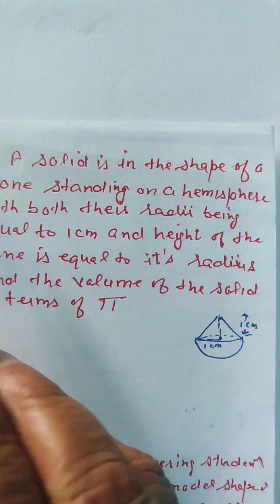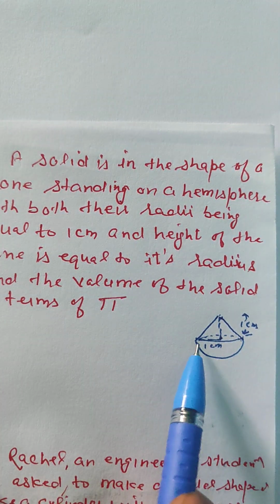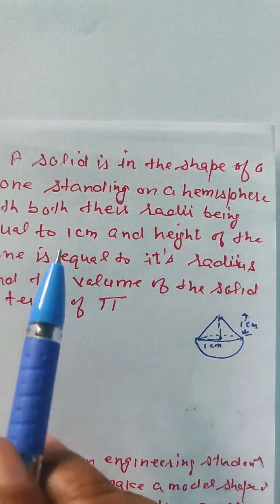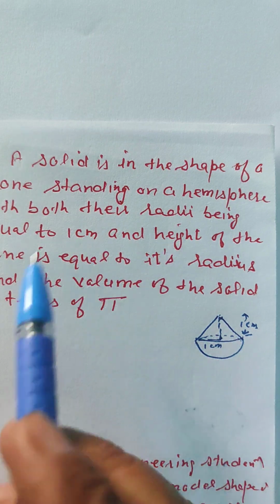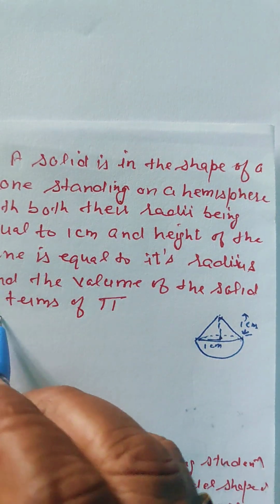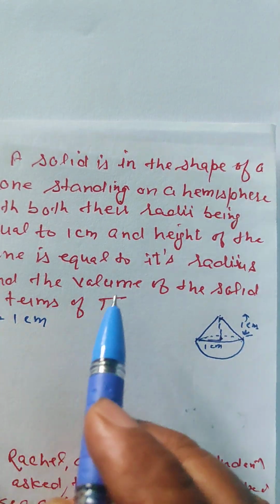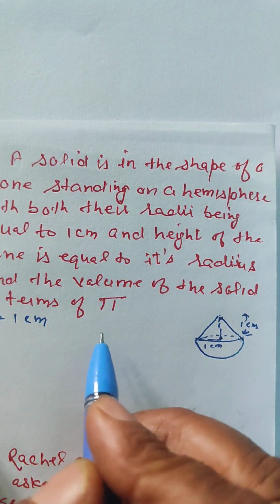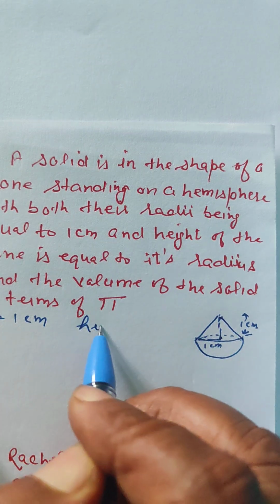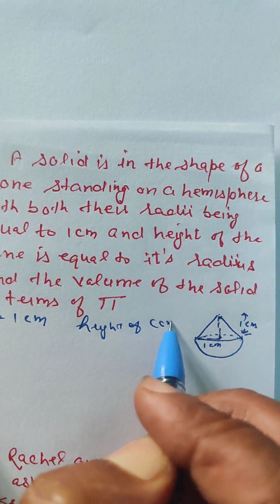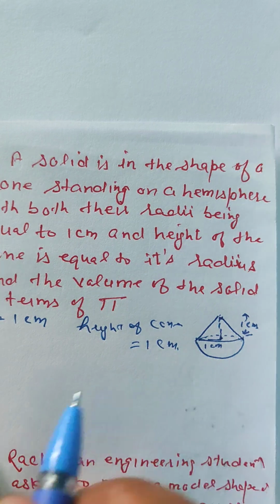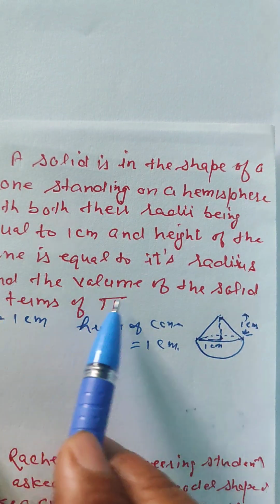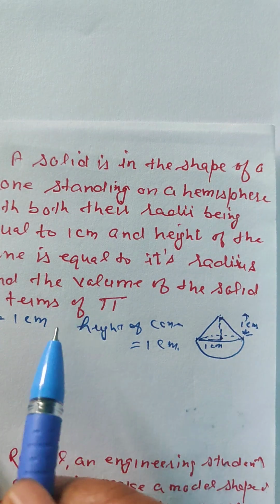So the shape of a cone is standing on a hemisphere. This is the hemisphere and this is the cone. The radius r is equal to 1 centimeter and the height of the cone is equal to its radius. Height of cone is equal to 1 centimeter. Find the volume of the solid in terms of pi.